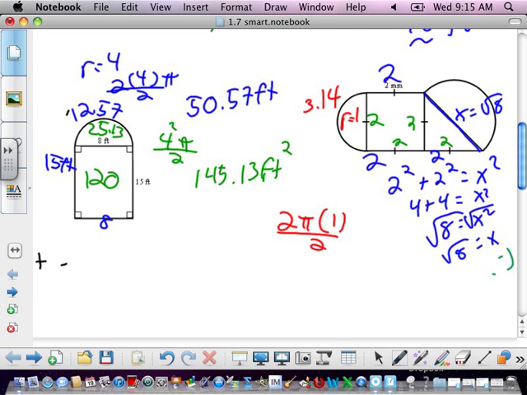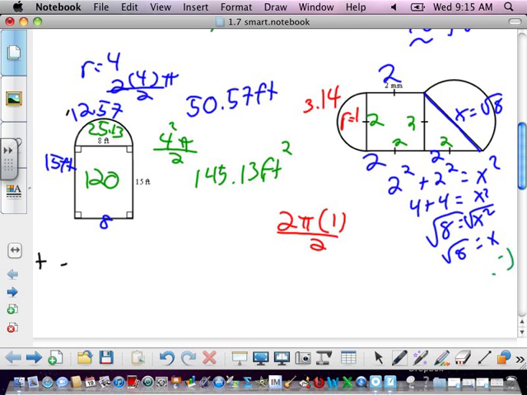We get that the circumference is 2 pi r, right? Circumference of the circle. So 2 pi r. But we don't have a whole circle, right? We have how much of a circle? So we divide it by 2. 3.14 is my distance. Good? Anytime you have half of a circle, you're always going to divide by 2. It's a very good question.